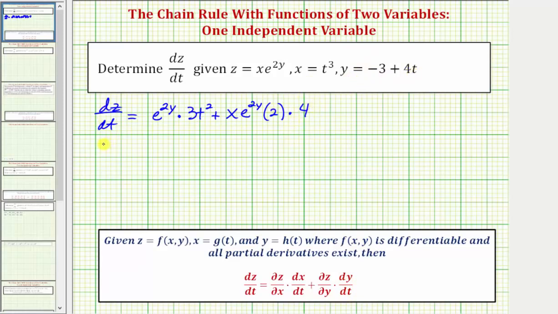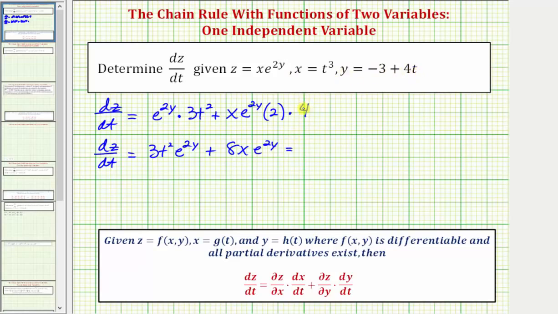Let's go ahead and simplify. So here we'd have 3t squared e to the 2y plus, here we'd have 8x e to the 2y. Now we're not done here. Notice how dz/dt should be a function of t, and right now we have dz/dt in terms of t, x, and y.